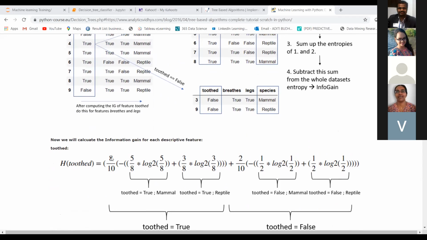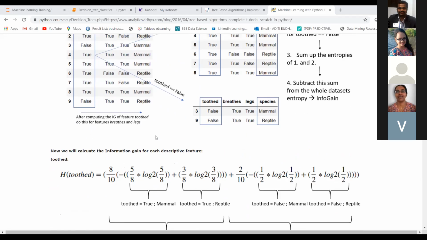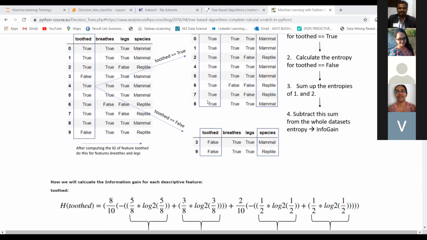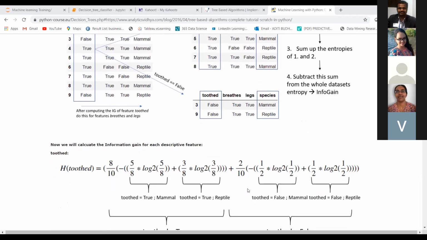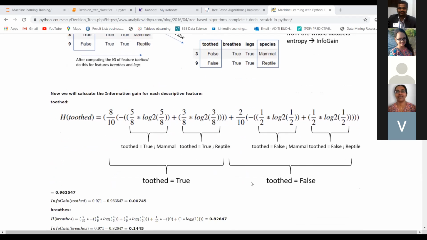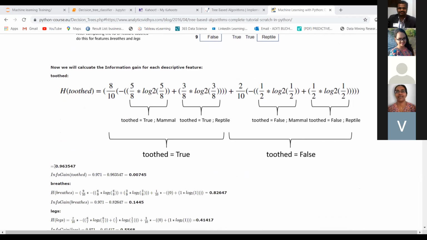You see over here, we are multiplying this entropy into 8 by 10, which is nothing but the ratio. So eight animals out of 10 animals have teeth. That's why we are multiplying it by 8 by 10. And for the animals which do not have teeth, for whom the tooth feature is false, we have such 2 animals, right? 2 out of 10. So we are multiplying that, and finally we are getting this value.